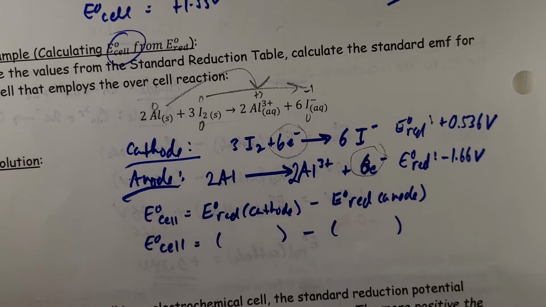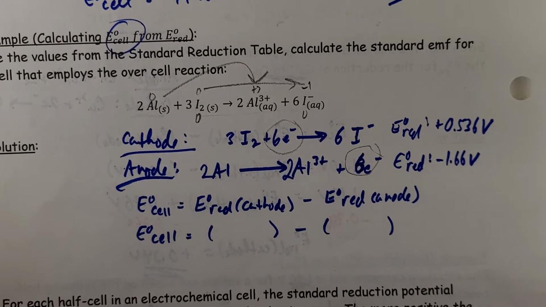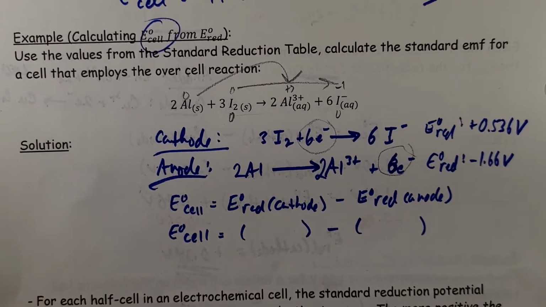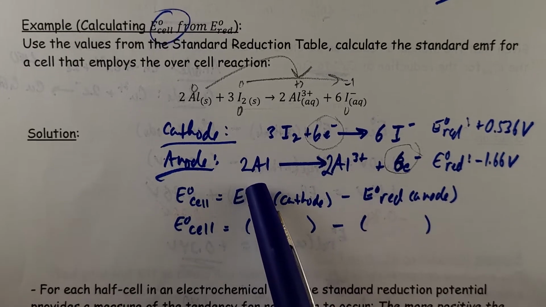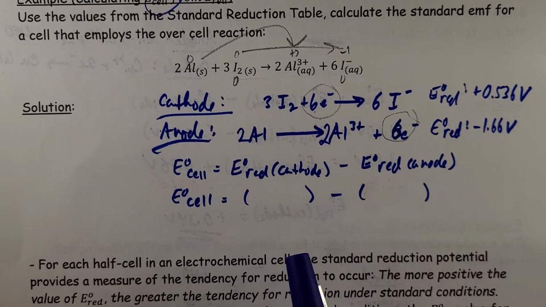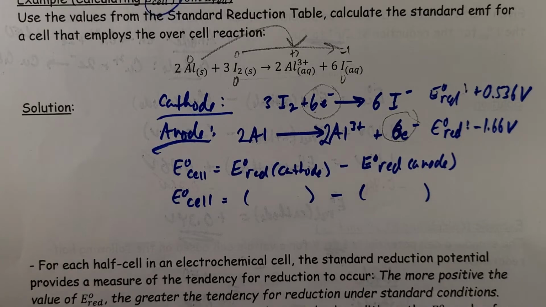Welcome back, Chemistry 30. This is the next video in EC1.5. I left you with this: we figured out which reaction was at the anode and which one was at the cathode, and I left you with setting this up. So let's take a look.